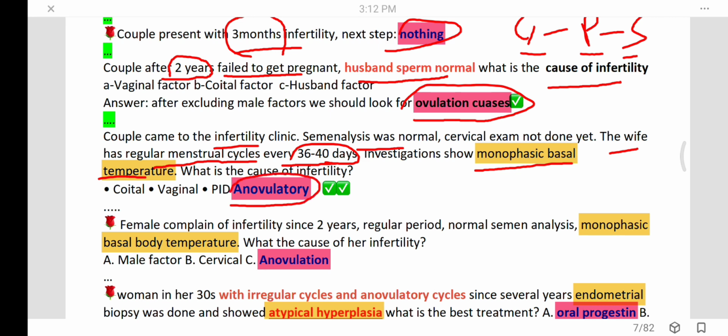So the female complains of infertility for 2 years. The duration is more than 1 year. Now 2 years have passed for their infertility. The female has regular periods, normal semen analysis. This is a clue: monophasic basal body temperature. So what's the cause of infertility? Anovulatory cycle again.